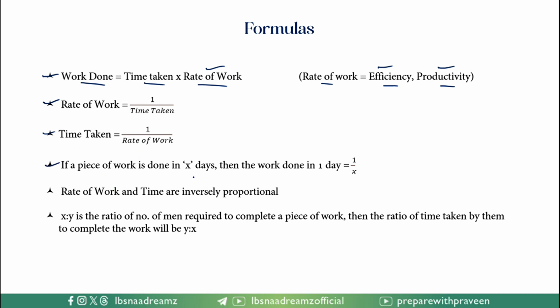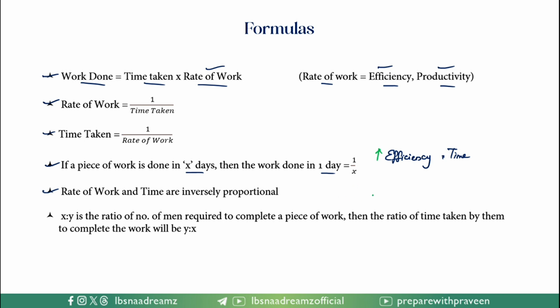If a piece of work is done in X days, then the work done in 1 day is equal to 1 by X. So to find the work done in 1 day, you just have to use 1 by X. Rate of work and time are inversely proportional. For example, let us take efficiency and time.